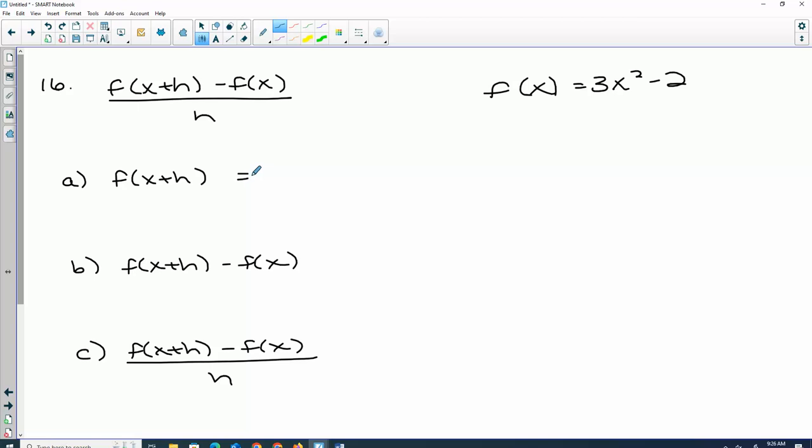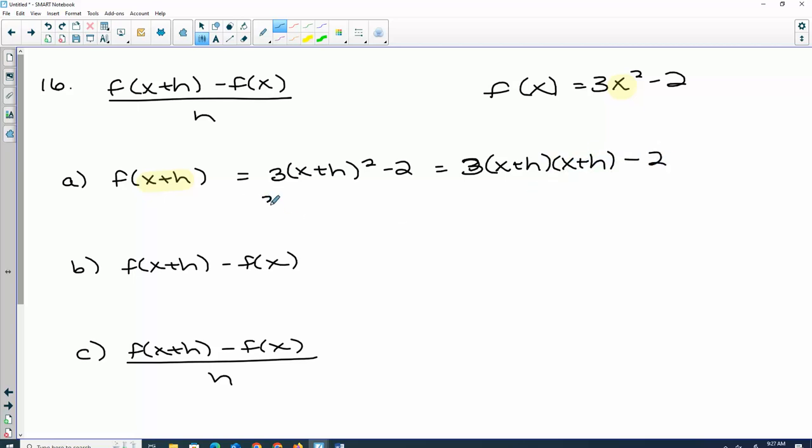F of x plus h. If I said f of 5, you would go to your equation and replace your x with 5. So when I say f of x plus h, we are going to the equation and we are replacing x with x plus h. When I say x plus h squared, that means there are 2 of them.